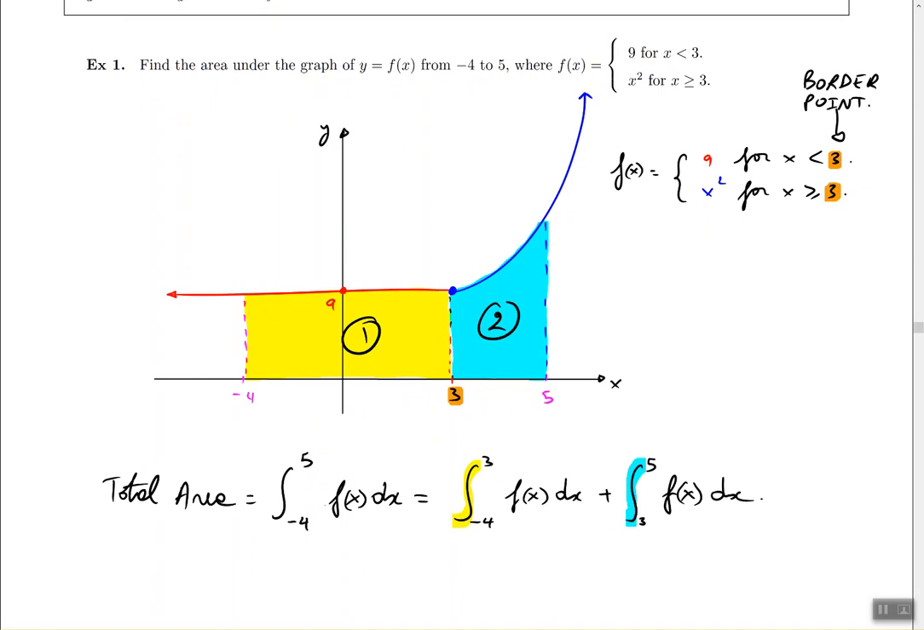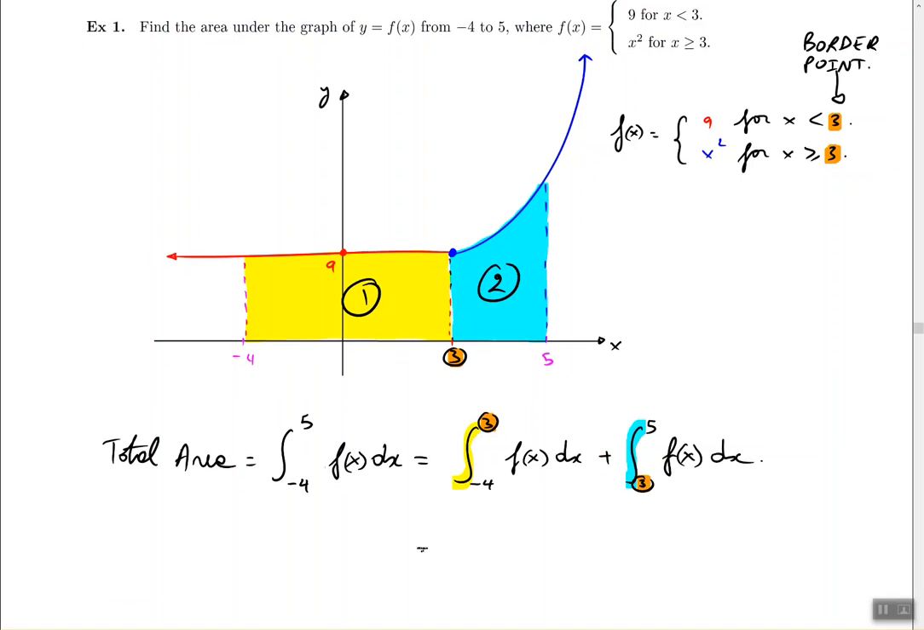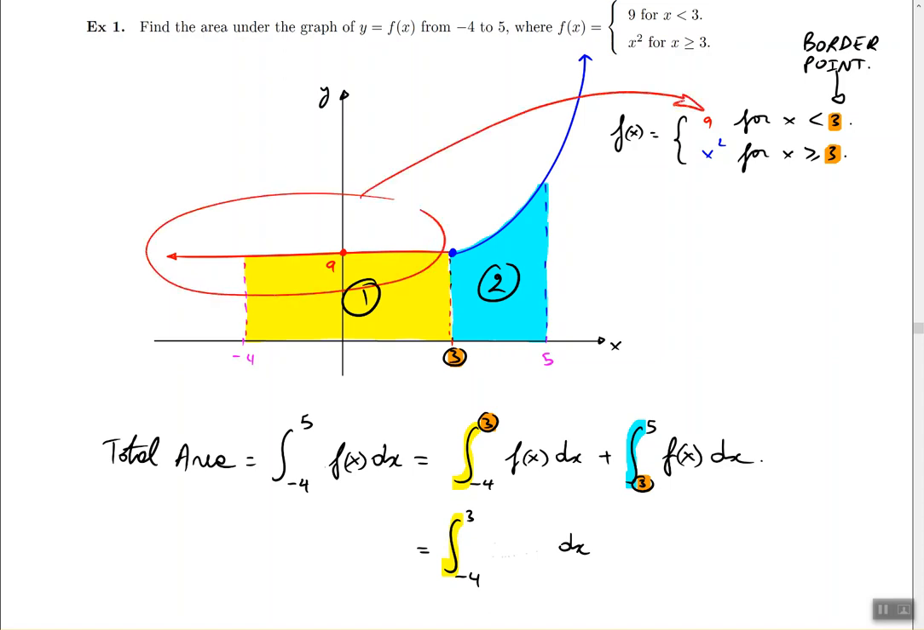And 3 is what we call in these problems the border point. So discover what the border point is. That's where one graph starts and one graph ends, and that's the point that you put on your integrals. So that's important. Keep track of that. Now, what do I put in place of the function f of x on the first integral, the one in yellow? The integral in yellow has a horizontal look, and the equation for that was 9.